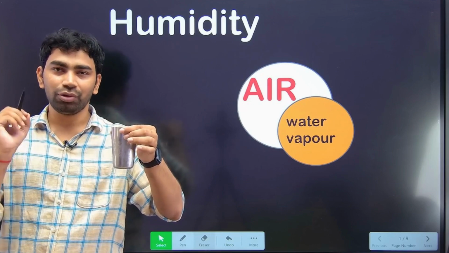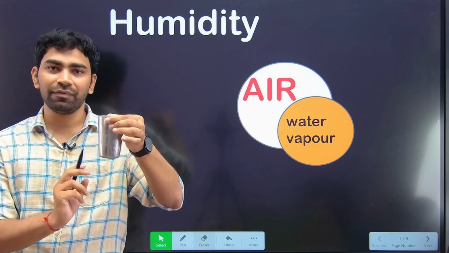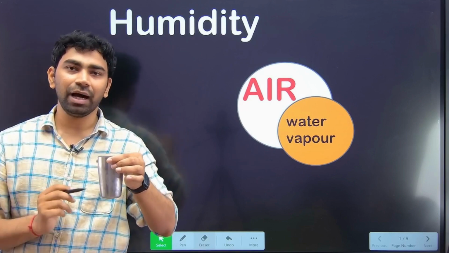Now tell me one thing, do we ever think about why we see water droplets on the outer surface of a glass containing cold water?